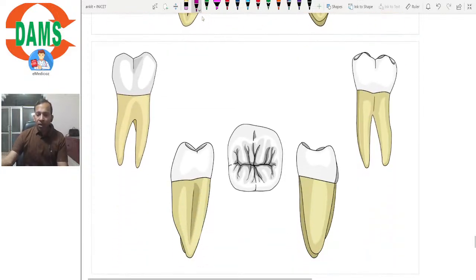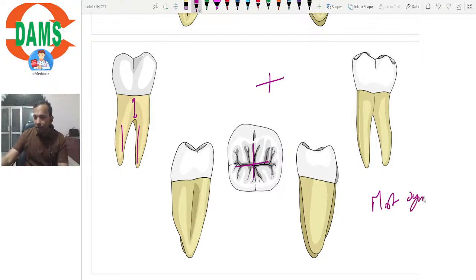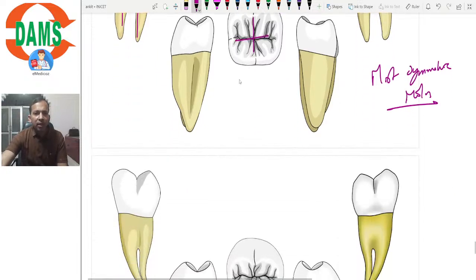Second molar की बात करें तो it has larger root trunk but smaller roots, right? The central groove is plus shaped and it is the most symmetric molar, right? It is the most symmetric molar. तो और कुछ है नहीं, it is made up of 4 lobes, right?